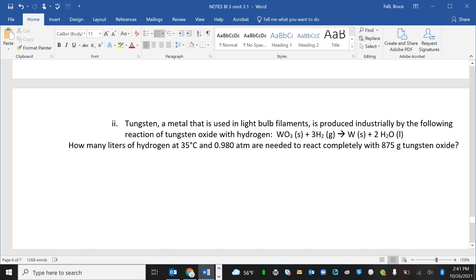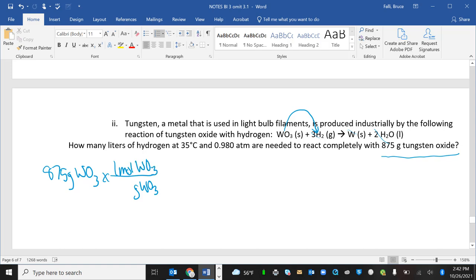of tungsten oxide? So the first thing I have to do is figure out which one of these is tungsten oxide. Okay, not water, not tungsten, tungsten oxide. That's WO3. So I'm going to start with 875 grams of WO3, and I'm going to convert WO3 into hydrogen. I'm going to do it in moles. Once I get moles, then I'm going to PV equals nRT it. So here we go. Dividing by grams of WO3, one mole WO3.